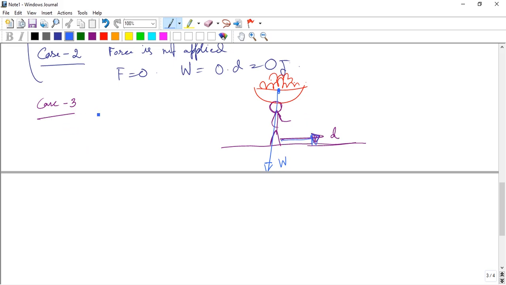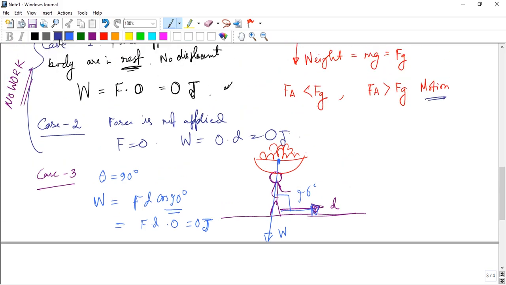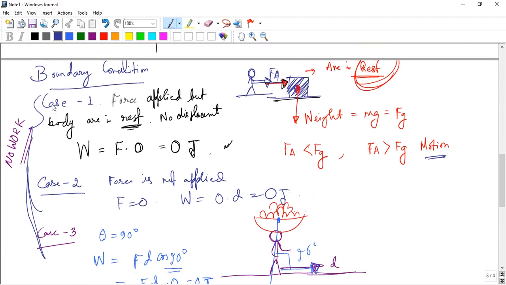So the angle between force and displacement is 90 degrees. That's important. If a force is downward and the displacement is in the horizontal direction, the angle is 90 degrees. So the work done W equals FD cos 90 degrees. And cos 90 is a trigonometric value equal to 0. So FD times 0 is 0 joule. That's another condition for no work. So cases 1, 2, 3 represent no work.